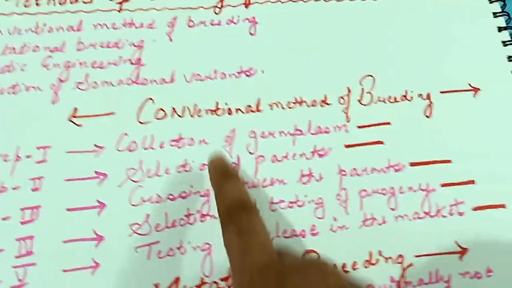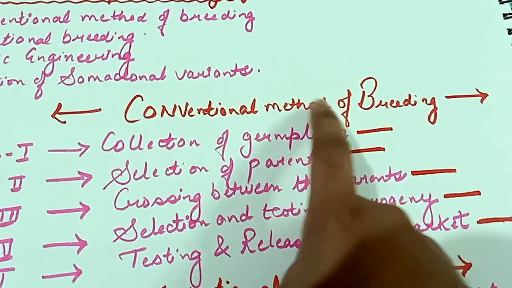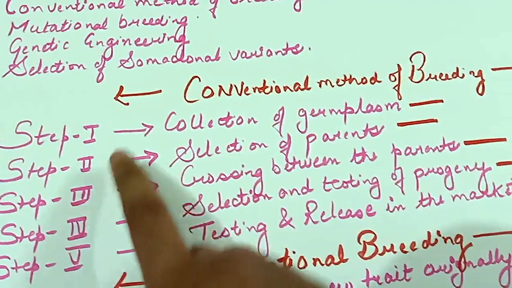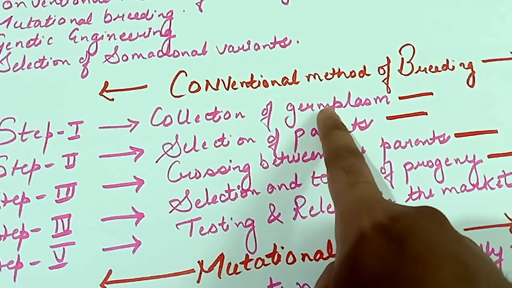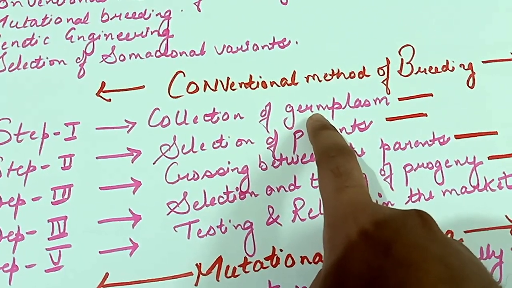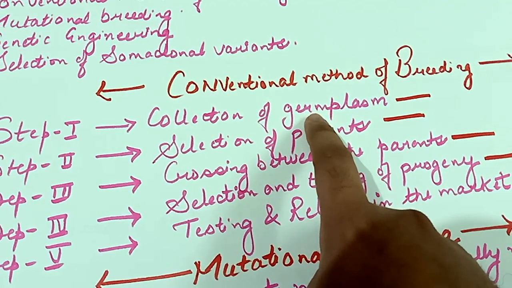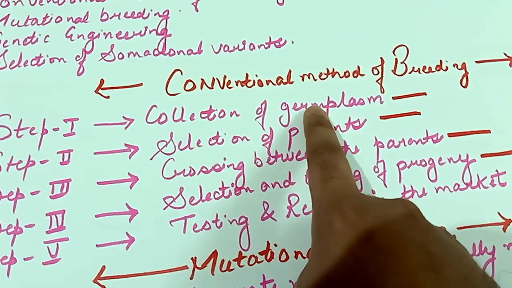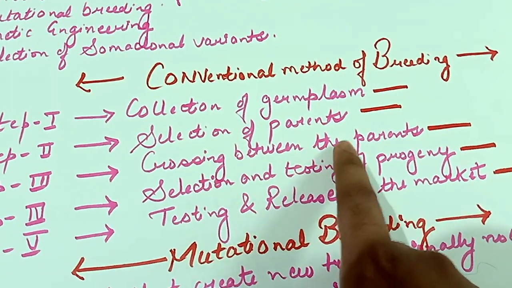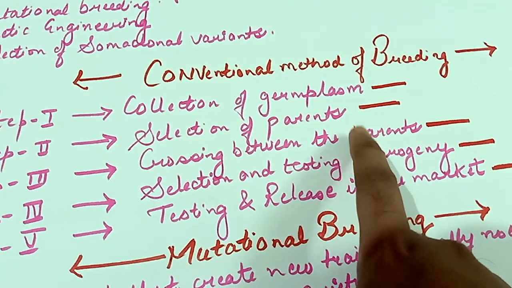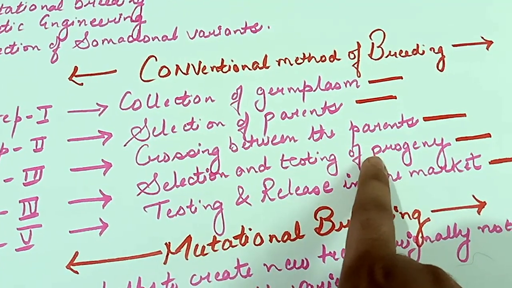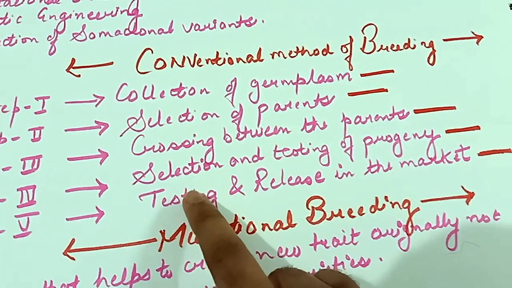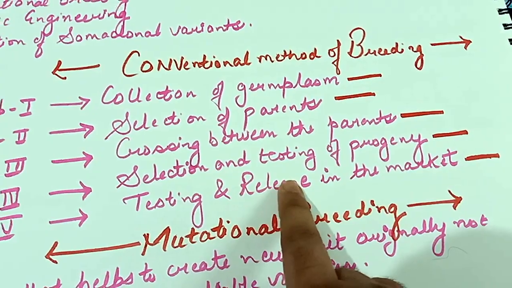So let's start with the conventional method of breeding. In the conventional method of breeding, we do the following steps. Number one, we collect the germplasm. Germplasm means diverse alleles of a gene for a crop. Secondly, we select the parents from this germplasm. Then we cross between these parents. Then we select the progeny which is obtained as a result of crossing between the parents, and at last we test the progeny and then release it in the market.